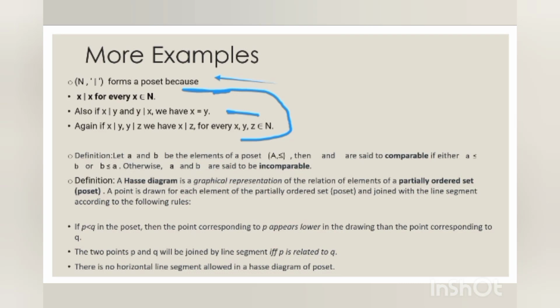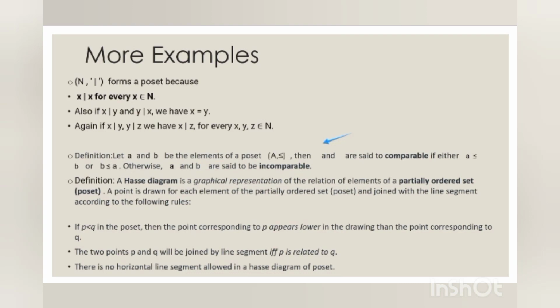Next, if x divides y and y divides z, then we have x divides z for all natural numbers. So this shows that it is transitive too, so it becomes a poset. Next, we have a definition.